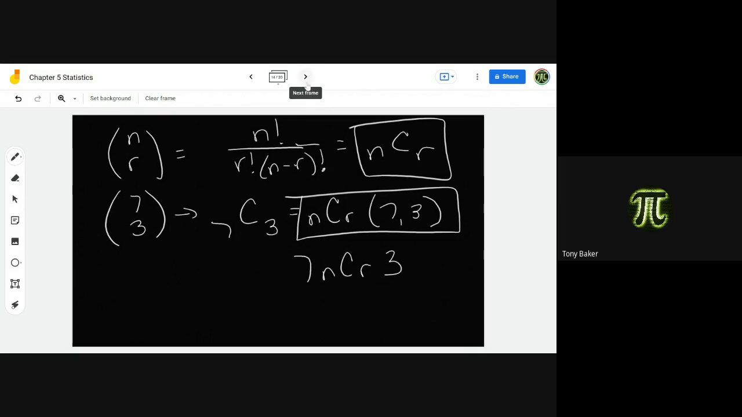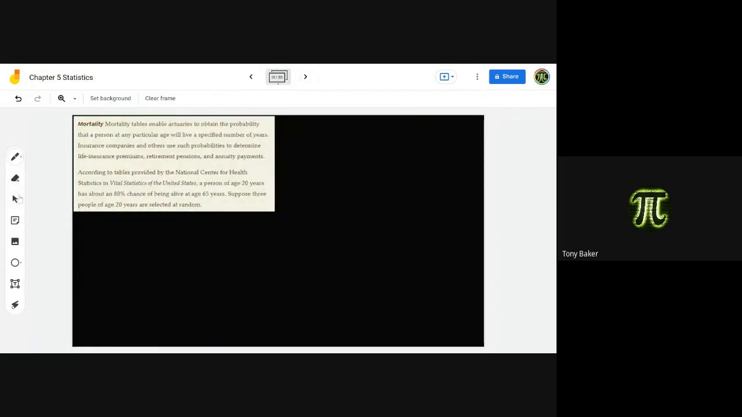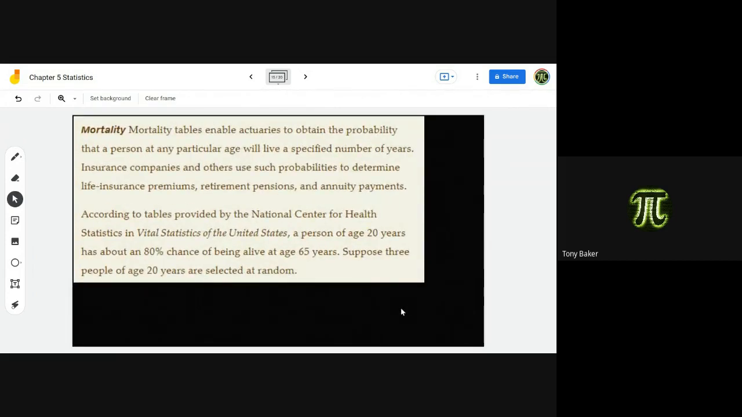Now that we've gotten that piece taken care of, let's talk about death. Mortality. I told you one of the problems we're going to do today was about death. As horrible as it sounds, pretty much anything that revolves around your life, they use these tables to determine how they should charge you. So they have mortality tables.